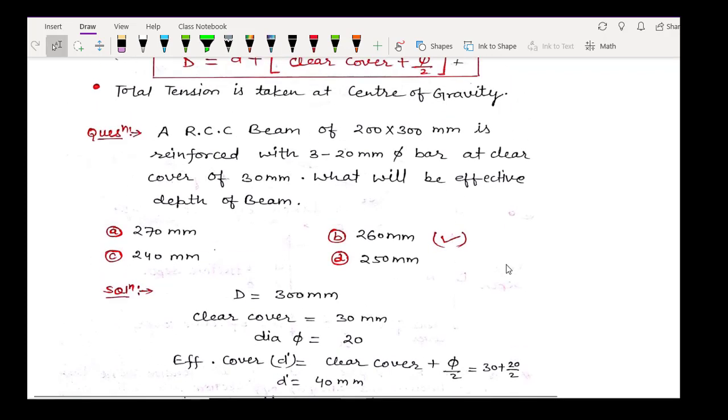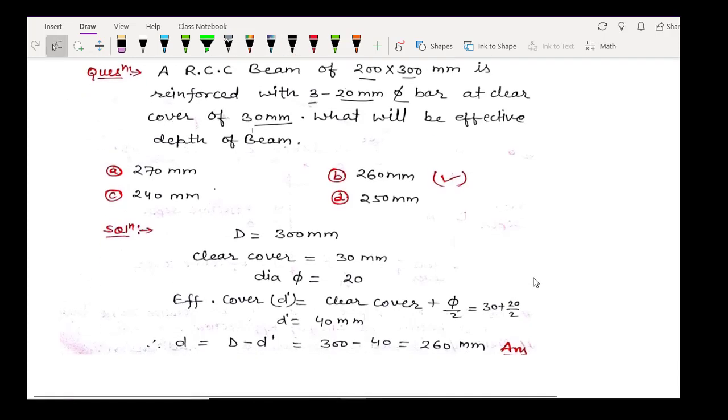Okay, so there is a small example here. If an RCC beam of 200 by 300 mm is reinforced with 3 bars of 20 mm φ, this notation means there are 3 bars of steel provided, each bar having 20 mm diameter, at a clear cover of 30 mm. So the clear cover is provided to you. What will be the effective depth of the beam?